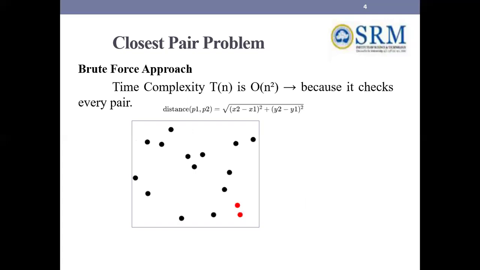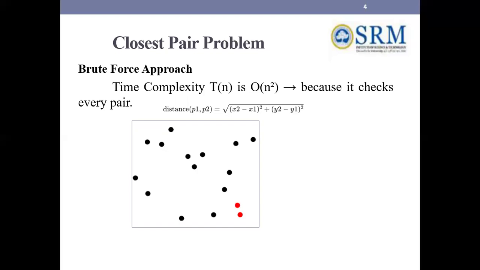See the diagram. There are n number of points. The two red points are the closest pair. Between these two points, the distance is minimum compared to other pairs. So the brute force approach applies the Euclidean distance formula for every pair. That is, time complexity is order of n square, quadratic.